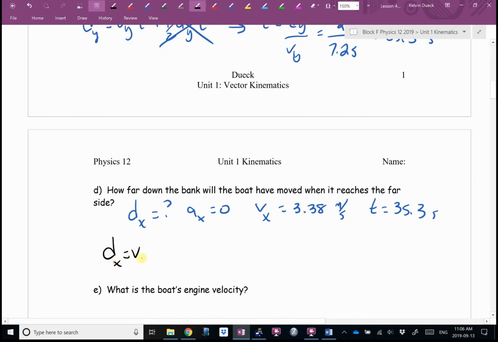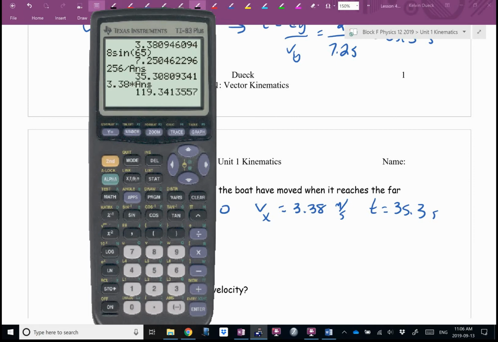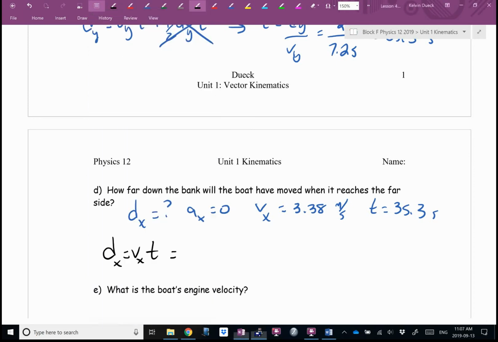So dx equals vxt, and conveniently, the d is by itself already. So it's going to be 3.38 times, I wrote 35.3, but since I have 35.30809341 stored on my calculator, I'm going to use my answer button because it's more accurate and less typing, double win. 119.3, I'll go to 3 sig figs because it's my final answer. So this method will get you across the river, but you're going to have to walk back 119 meters if you want to get back to where you started from directly across the river.